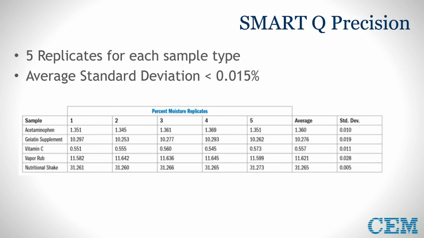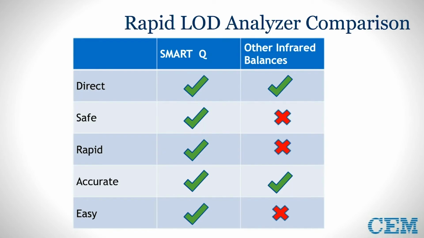So just a quick comparison of rapid loss on drying analyzers. So if we're looking at the Smart Q versus other moisture balances, the main thing to look at is it direct? That's sort of the nature of all infrared moisture balances, so that's something you get with any unit. But with the Smart Q, there are some safety features built in: the active cavity ventilation, the direct sample temperature monitoring, so make sure that we have a safe way to run that sample.